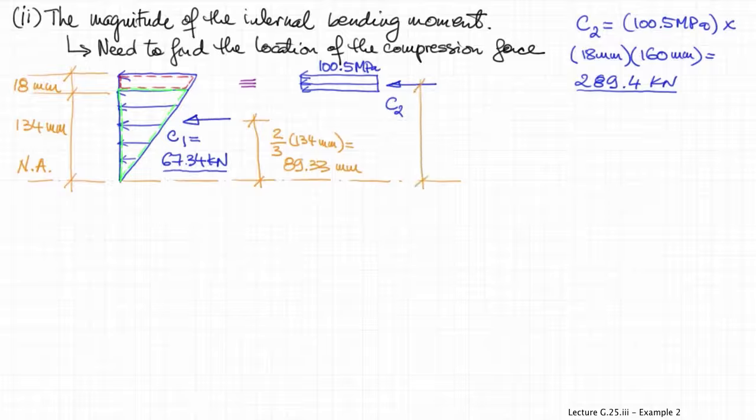And C2 will be located at a distance of 134 millimeters plus half of 18 millimeters. So that's a total of 143 millimeters.